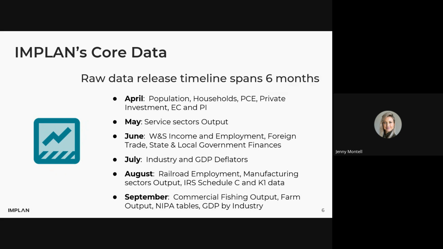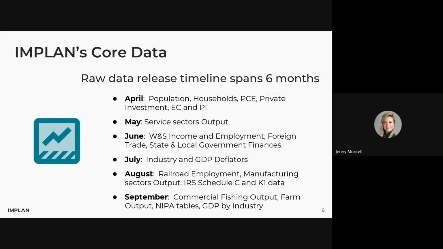Okay, another note on producing the annual data is the raw data release timeline. It spans over 6 months, so it's not like the government just dumps all the raw data on us in April and it takes us 6 months to process it. Really, why the process is so long is that the data release schedule spans that long. So we'll get some data in April.